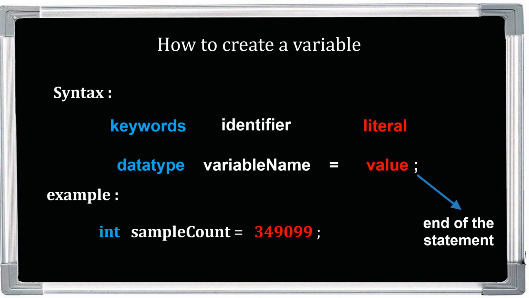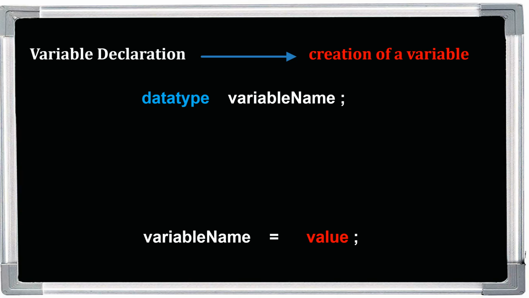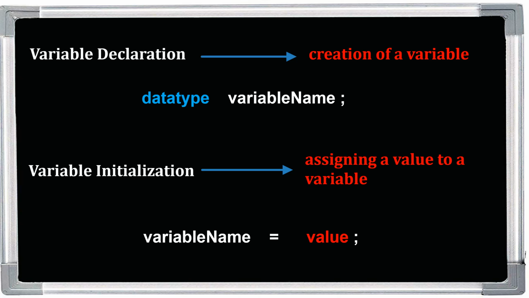Let me divide this statement. Data type, space, variable name is what we call variable declaration. The meaning of this is creating a variable. And from variable name equal to value, that statement is what we call variable initialization, assigning a value to the variable. Next, we are going to see about naming convention, how to name a variable.